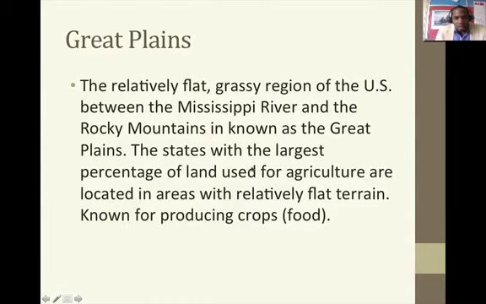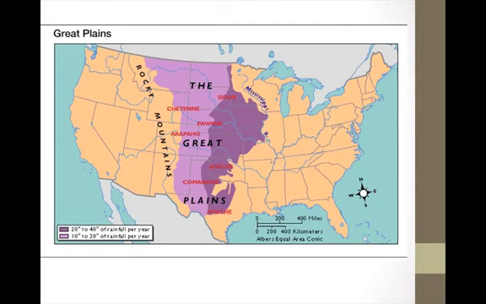And lastly, in this lesson, we're gonna learn about the Great Plains. And the Great Plains didn't come to America until Thomas Jefferson was in the 1800s. We'll talk more about that when we talk about the Louisiana Purchase. But this is a relatively flat, grassy region of the United States between the Mississippi River and the Rocky Mountains. And this is the Great Plains. The states with the largest percentage of land used for agriculture are located in the areas that were relatively flat terrain. The Great Plains existed from the Rocky Mountains to the Mississippi River. This is where the Great Plains took place.